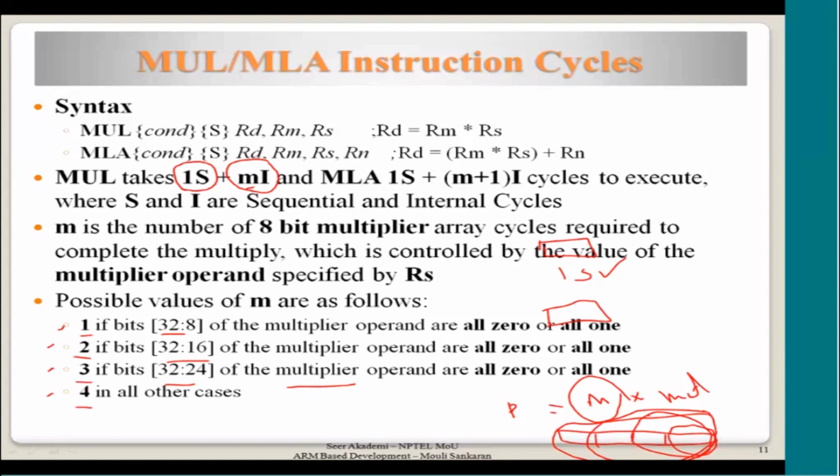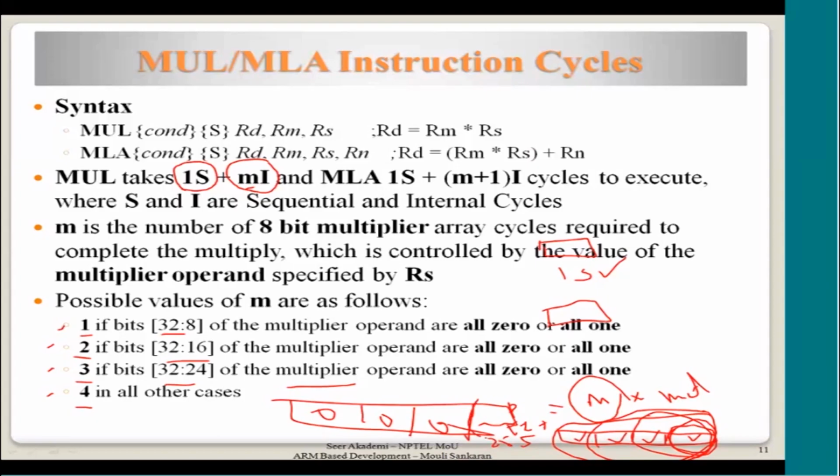Why? Internally the ARM processor does an 8-bit multiply. So it takes one 8-bit portion at a time, multiplies, and accumulates the result. A 32-bit value can be split into 4 bytes, right? If they are all zeros and only some value is there, which is maximum 255 if it's an unsigned value, otherwise it will be plus or minus, from minus 127 to plus 126.